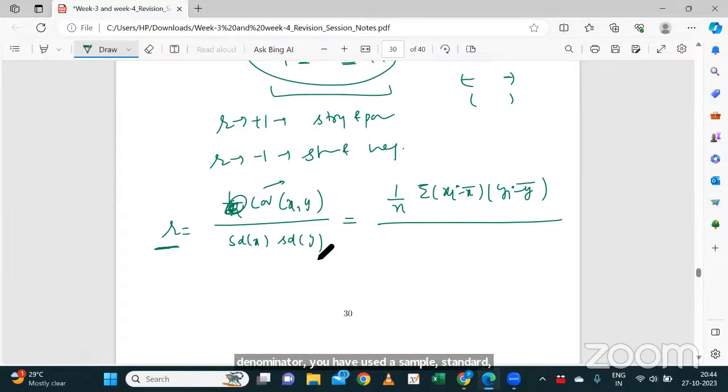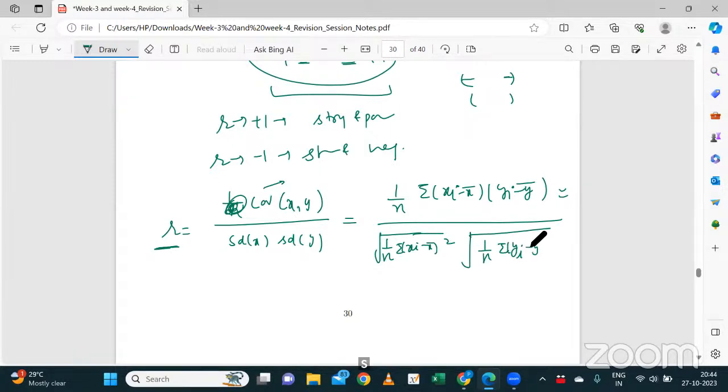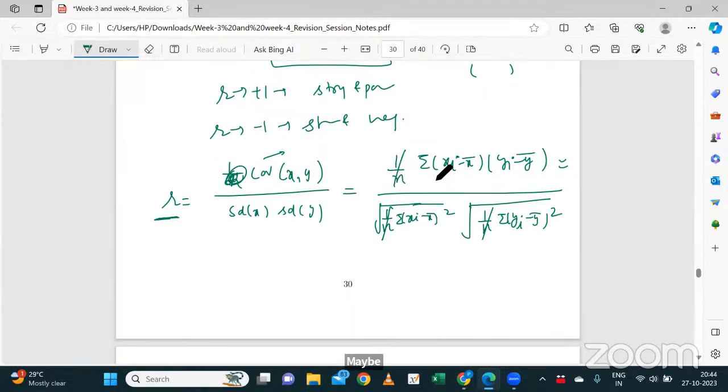This is the population covariance formula. What will the standard deviation be? It will be the square root of 1 upon n summation of xi minus x bar square, and for y, 1 upon n summation of yi minus y bar square. Basically, now the 1 by n will get cancelled out, correct? So I have used the population.